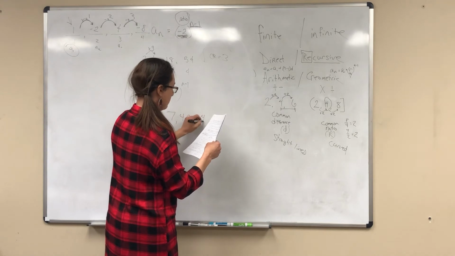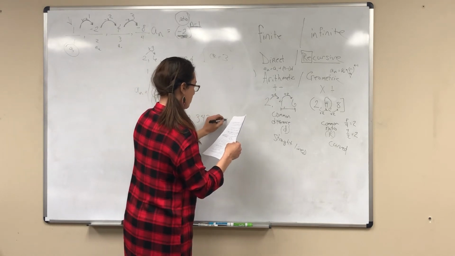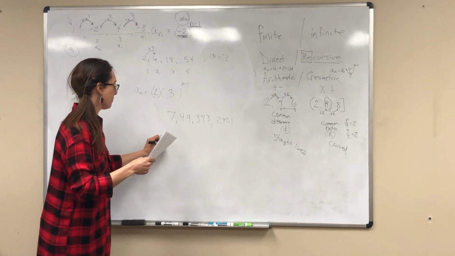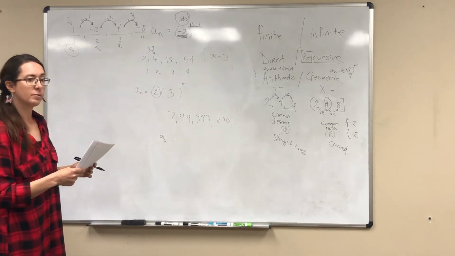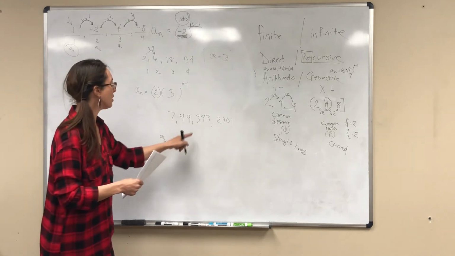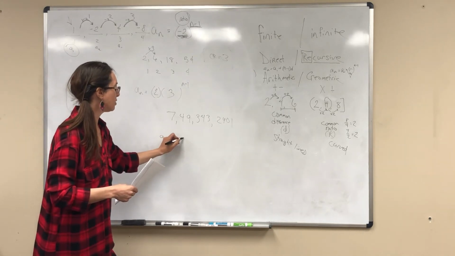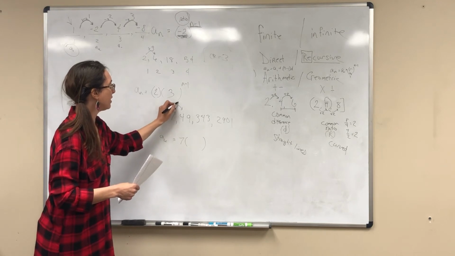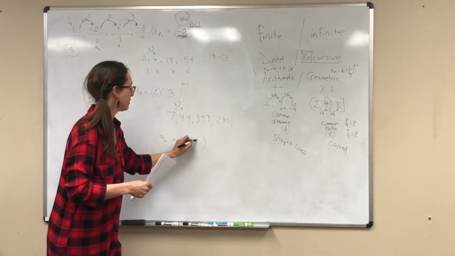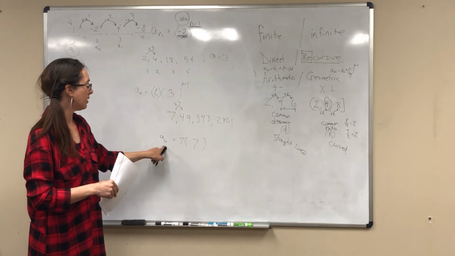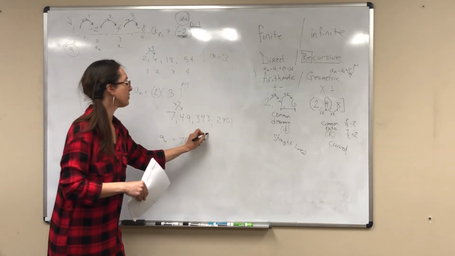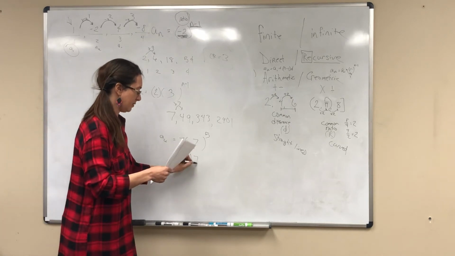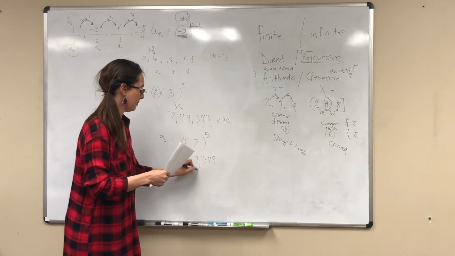7, 49, 343, 2401. What would be my 6th term? Whoa, a big number. Yeah, a really big number. So where are we starting? 7. We start at 7. What are we jumping? Times 7. And how many times are we jumping? 5. We're jumping 5 times. Perfect. Oh, that's a big number.